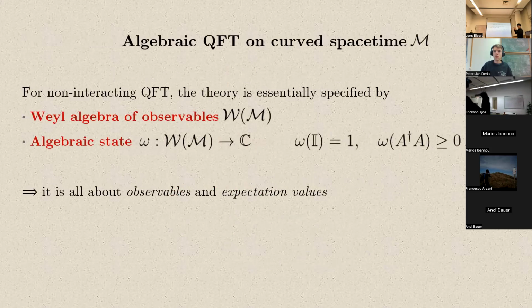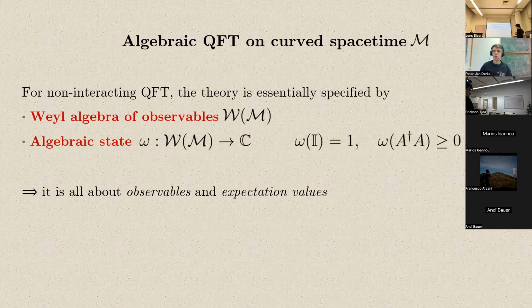Okay? And then collect all these exponentials together, let them generate via multiplication and so on, and you get what we call the Weyl algebra of observables. It's just the algebra generated by the exponentials. Of course, if you set f equal to 0, then the exponential is just the identity operator, in which case this is also a unital C star algebra.